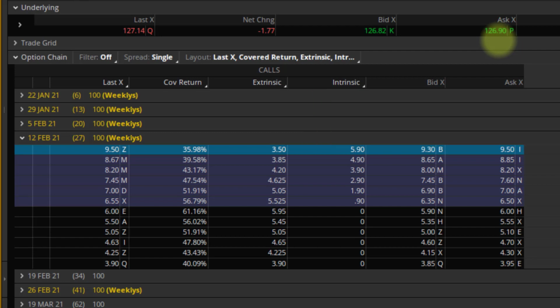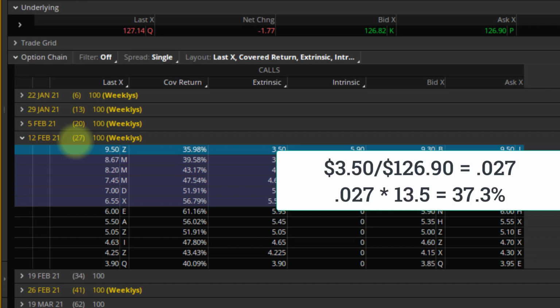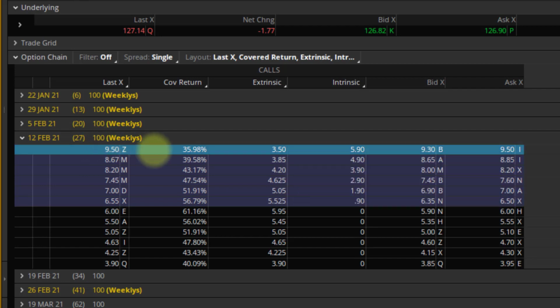If we want to annualize it, we take 365 divided by 27, that's the number of calendar days until expiration, and that's going to give us about 13.5. We multiply those together, and we get 37.3. And if you look at Thinkorswim, they're showing 35.98, about 36. So they're off a little bit.